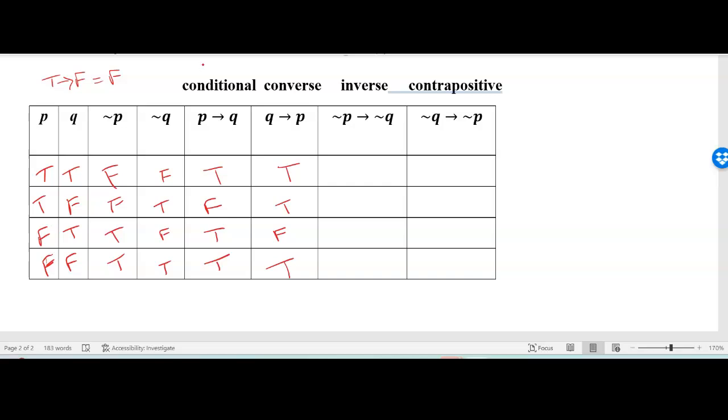Over here, let's look at the inverse. Now we're going to do the same thing, but we're looking at the not P and the not Q columns. Again, the only time this is going to be false is when the first is true and the second is false. So let's go down here. I don't have the first true, so we're good here. And in the third row, first is true, second is false. That's the only time it's false. So that means every other one will be true.